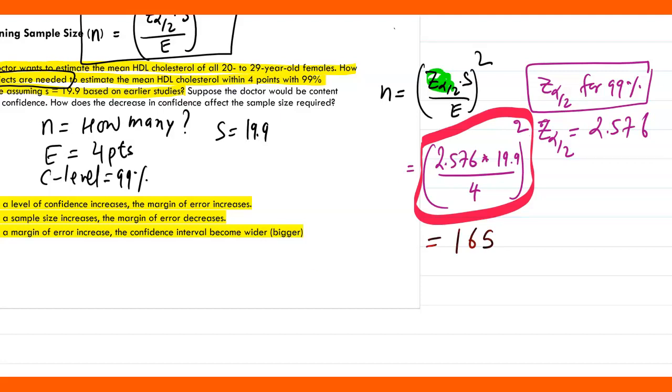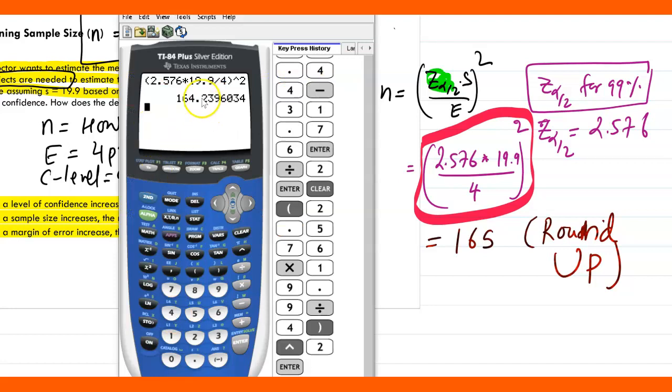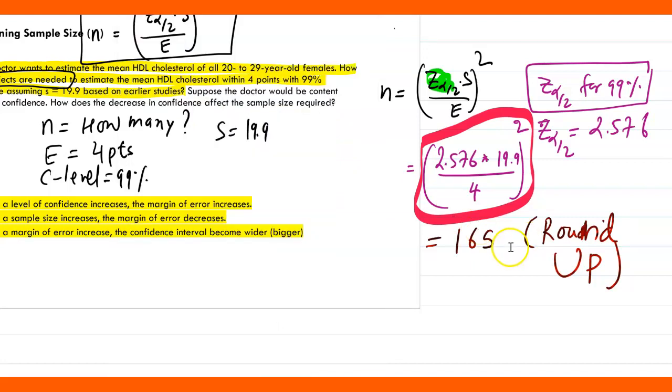Again, you always have to round up to the nearest integer or whole number. That is 165. It doesn't matter what the number after the decimal is; this is going to be one more. 164 becomes 165.